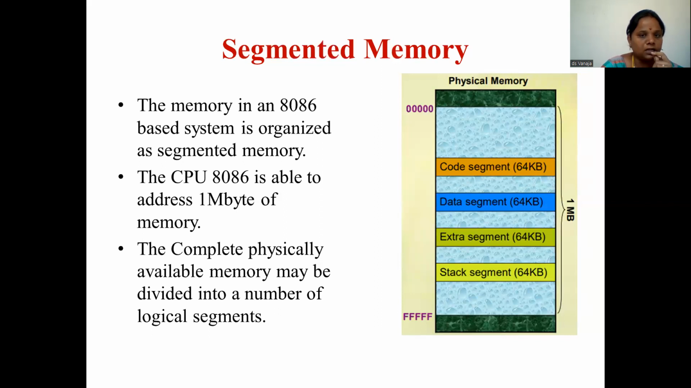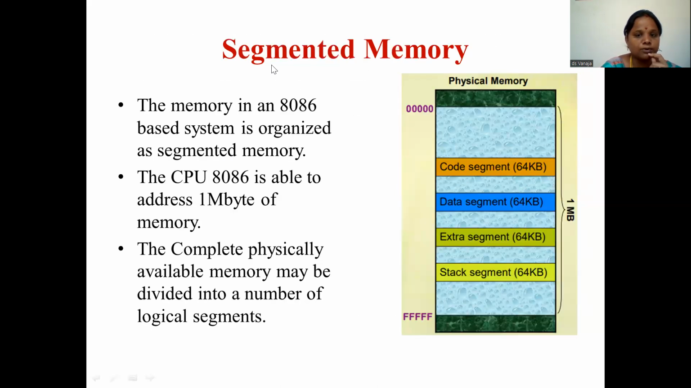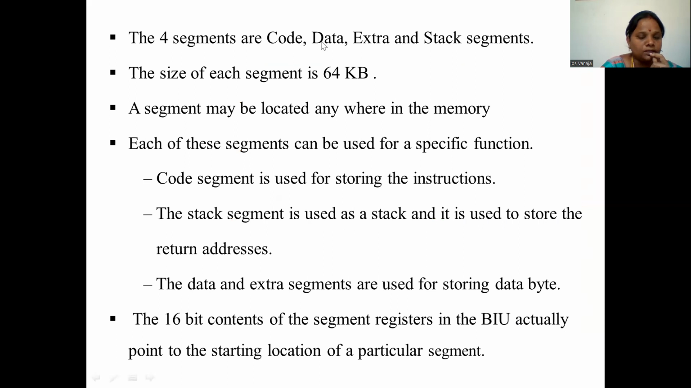And we have to see what memory segmentation is. As we already saw in the features of the 8086, the address ranges from 00000 to FFFFFH. The complete physical memory available in the 8086 is segmented by using four segment registers, namely code segment, data segment, extra segment, and stack segment.